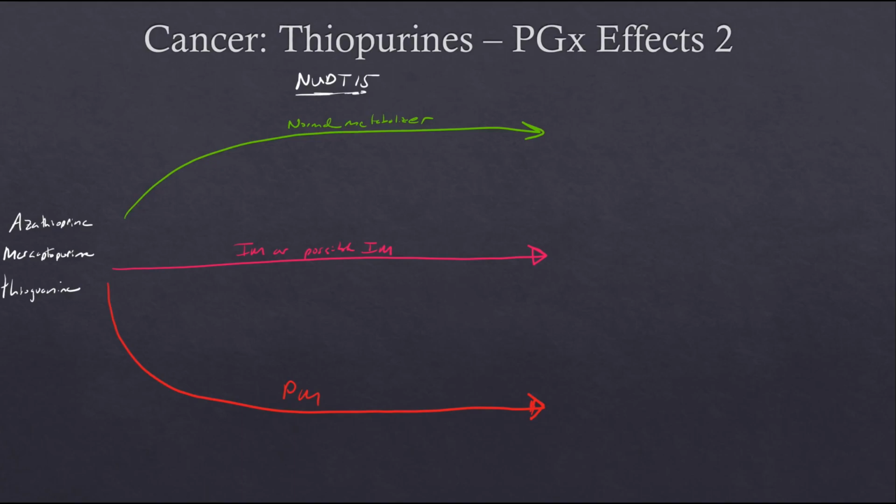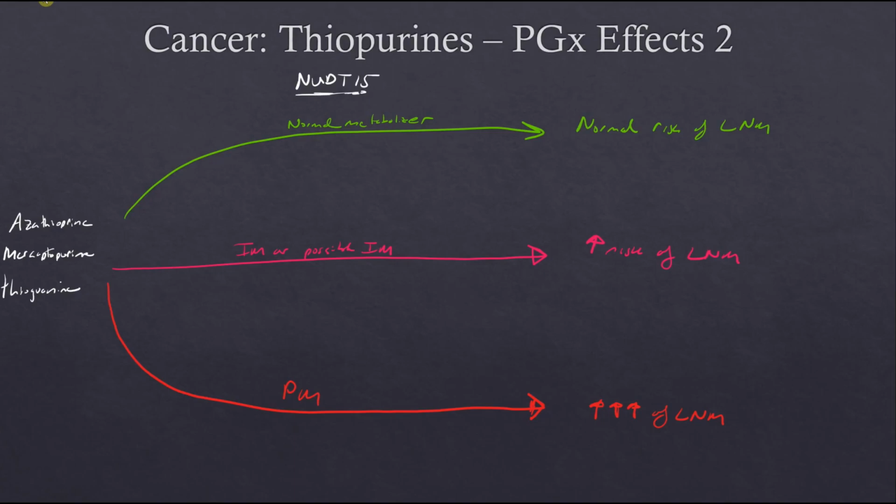You have a normal risk of leukopenia, neutropenia, and myelosuppression. If you're an intermediate metabolizer of the NUDT15 gene, you have an increased risk of leukopenia, neutropenia, and myelosuppression. Then finally, if you are a poor metabolizer of the NUDT15 gene, as you may have guessed, you have a much higher increased risk of leukopenia, neutropenia, and myelosuppression. And again, that's due to the lack of metabolism from those triphosphate forms back down to the monophosphate metabolite forms. So there are the pharmacogenetic effects of NUDT15.